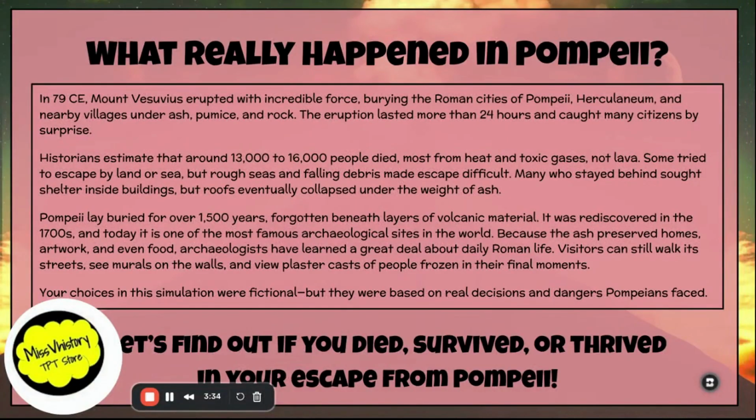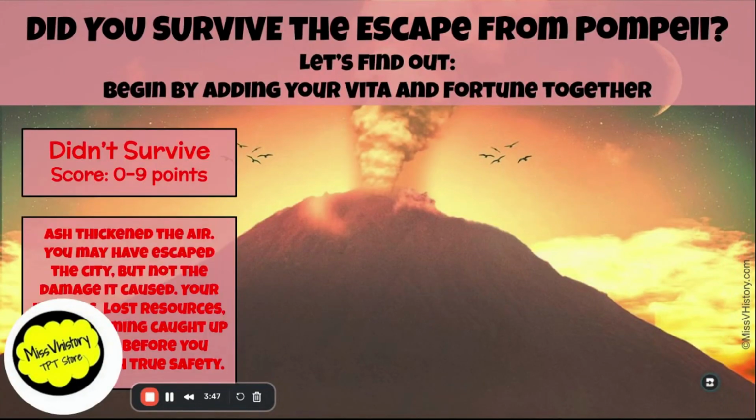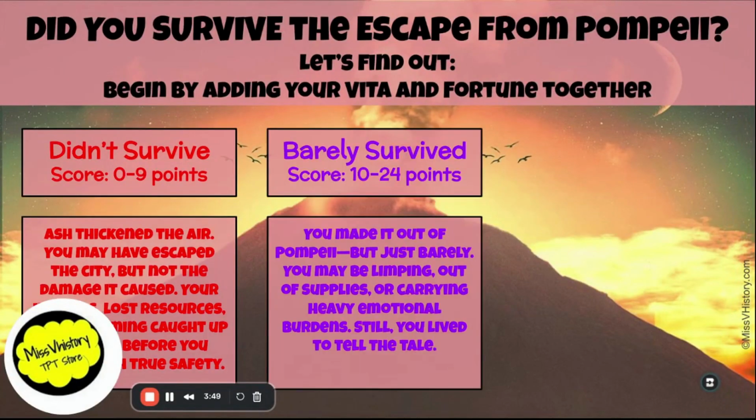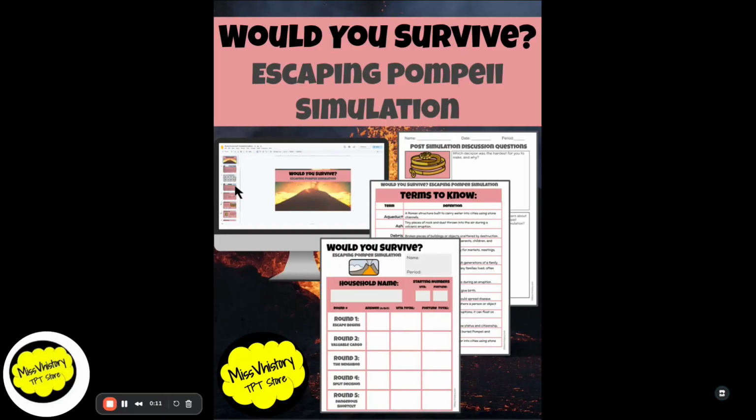And then finally, at the very end of the simulation, there's a little bit of a description of what actually happened with Pompeii. And from there, they have to find out the results. So they add their Vita and Fortune points together and decide if they didn't survive, if they barely survived, or if they thrived and were able to escape.